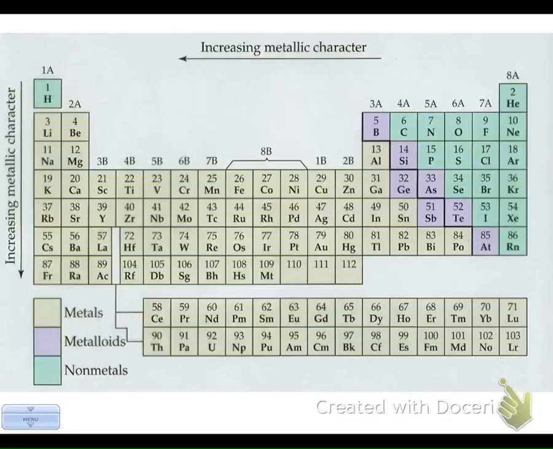This is metallic character. As you can see from the arrows at the very top of the page, the best metals on the periodic table are found on the left-hand side. Likewise, the best metals are found toward the bottom of the periodic table. And there are reasons for that.